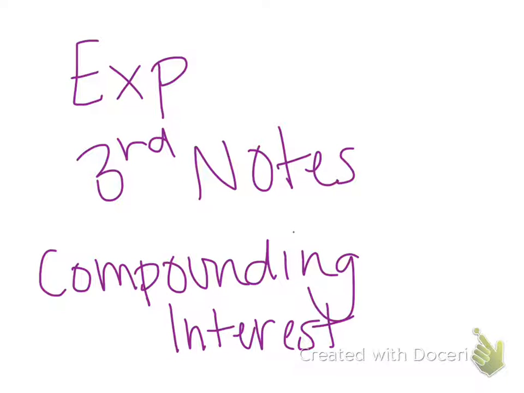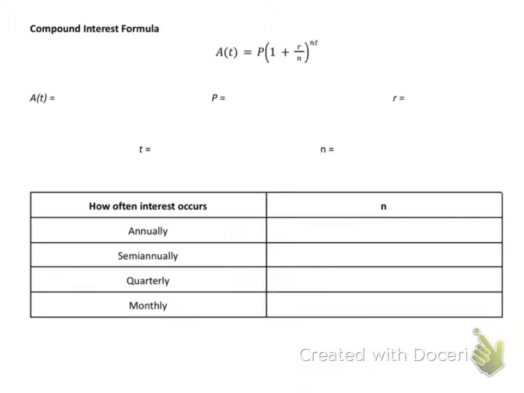Today we're doing the third set of notes talking about compounding interest. So the formula is given at the top of your paper. I will always give you this formula. It is your job to remember what the letters mean and how to plug the numbers into the formula. So A of t is always going to be your ending value.